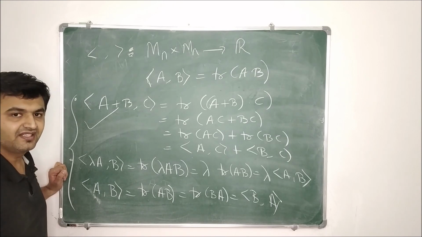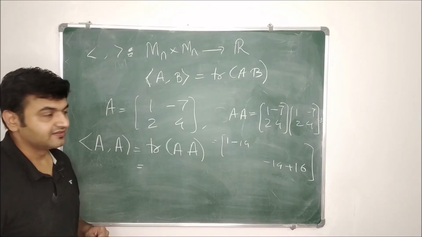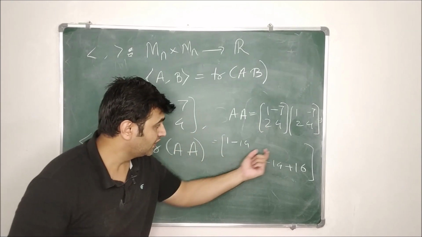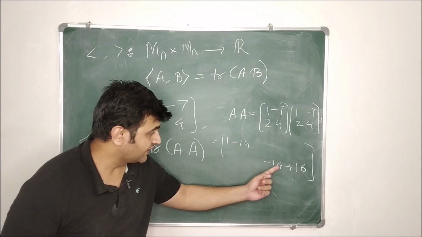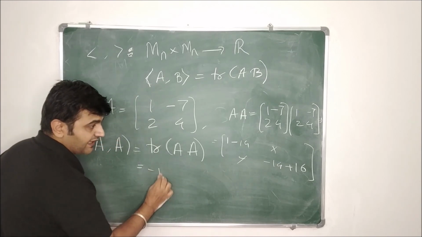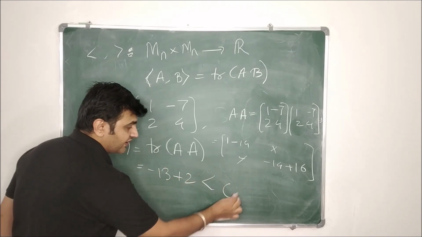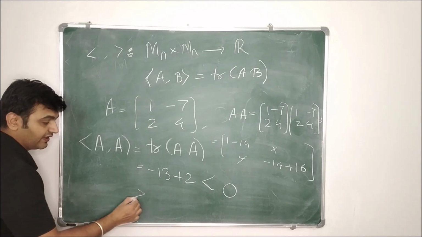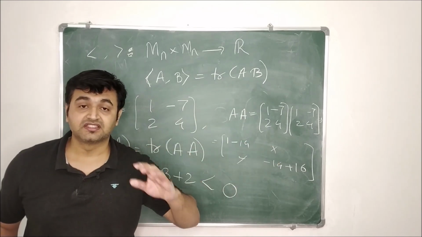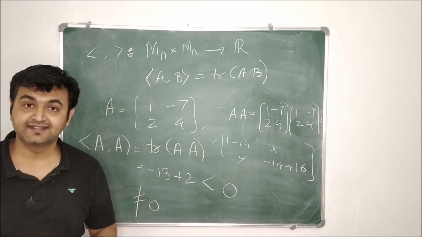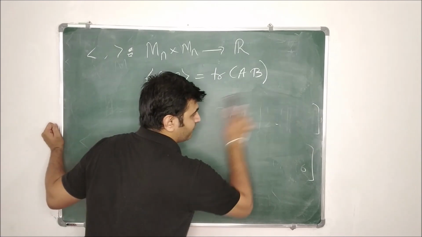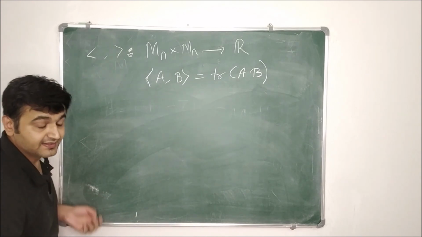But what about positivity? Let's check it. Positivity fails. So what is the trace of the matrix 1, minus 7, 2, 4? If I take this matrix, what is A into A? This is 1 minus 14 and this is minus 14 plus 16. So what is the trace? Minus 13 plus 2, which is negative. So the inner product of A comma A is not greater than or equal to 0. Therefore this is a function but not an inner product, because this property fails. So it is not necessary that if 2-3 properties are satisfied, all the properties get satisfied.